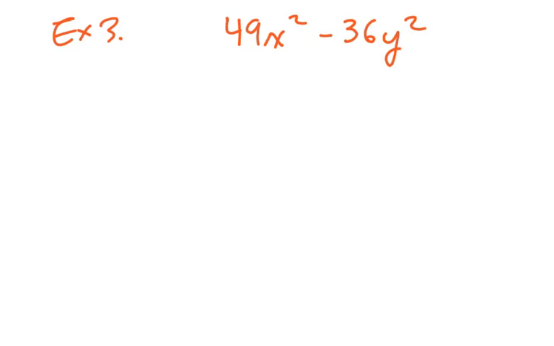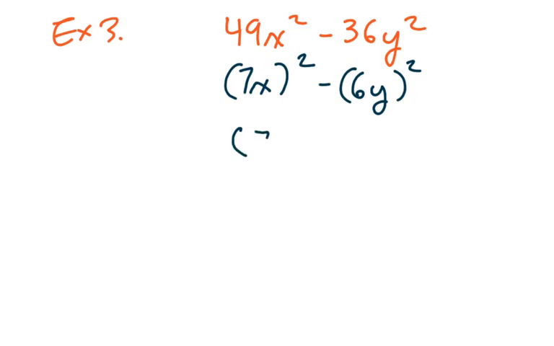How about this one? This is another example we can do. Example 3, my final one. Say we have 49x squared minus 36y squared. Things can look like this. All we have to do is say that this is actually (7x) squared minus (6y) squared. So this can factor into 7x minus 6y times 7x plus 6y.